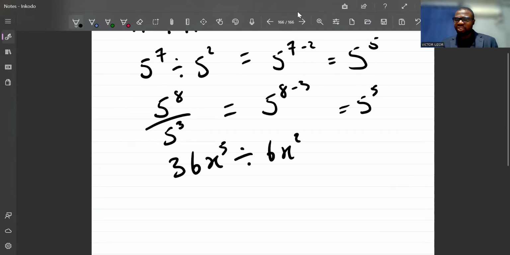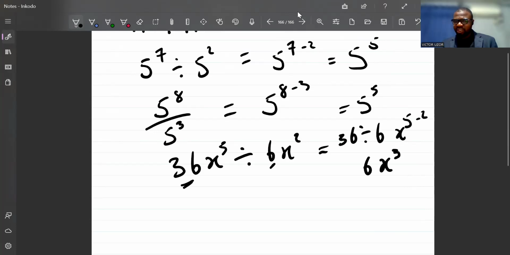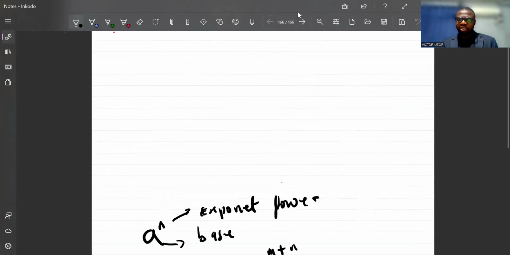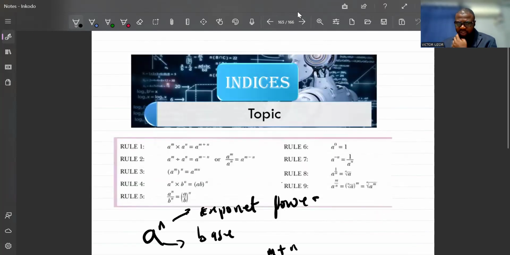Remember, you have to do the division of the numbers. So you have 36 divided by 6, and you now have x raised to power 5 minus 2, which will now give you 6x raised to power 3. So you have to understand this under the division of powers. You're able to get that one.